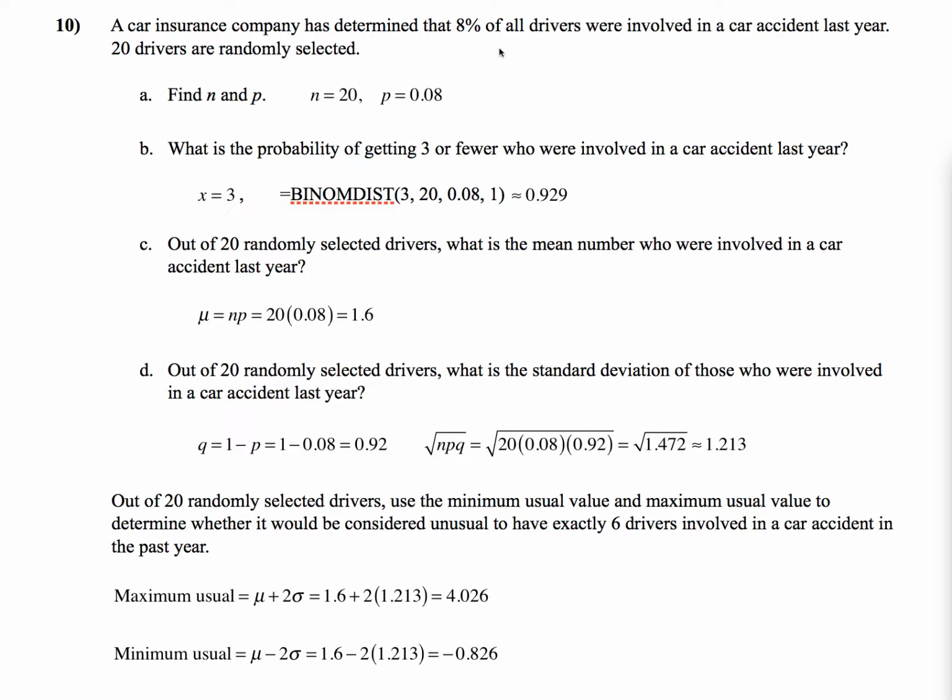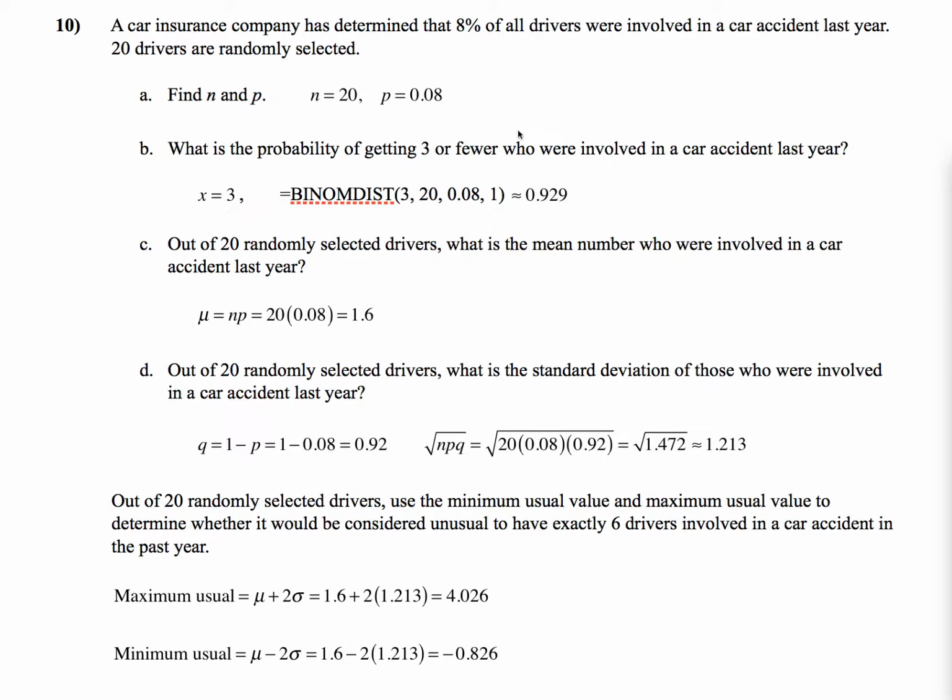So, question 10 says a car insurance company has determined that 8% of all drivers were involved in a car accident last year. 20 drivers are randomly selected. What is N? What is P? N is the number of trials, and so that's 20. And the probability of success, even though we don't consider crashing our cars successful, is 8%, which in decimal form is 0.08.